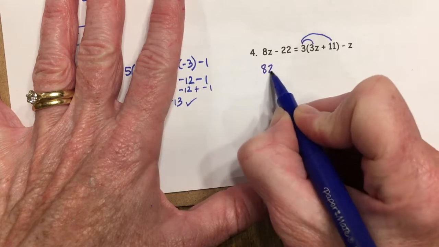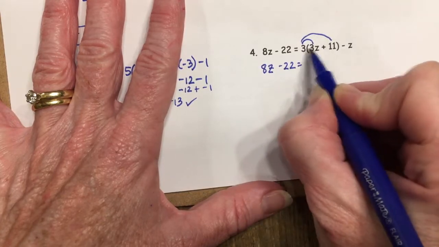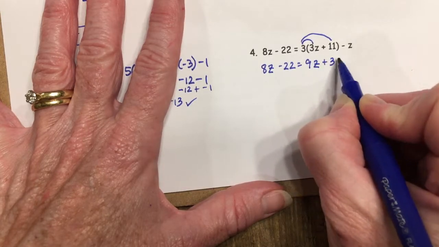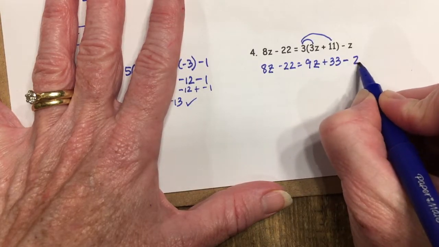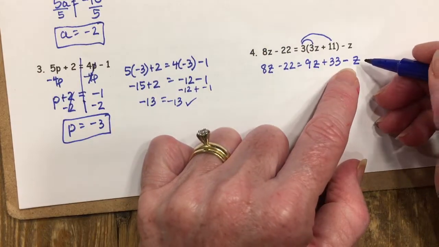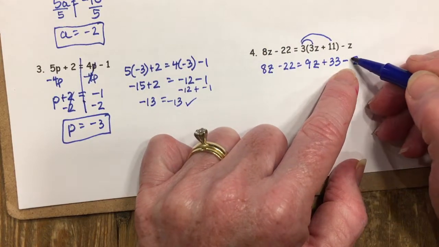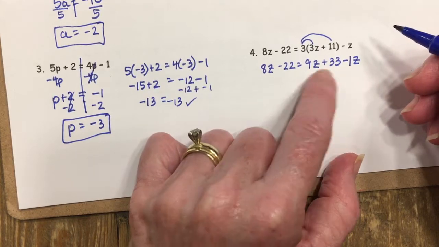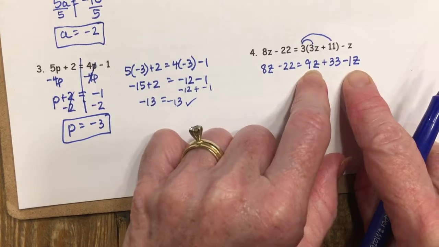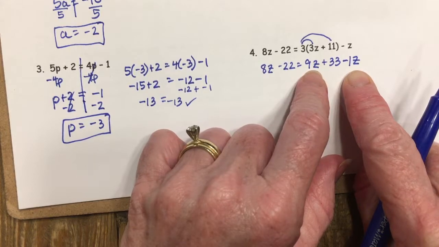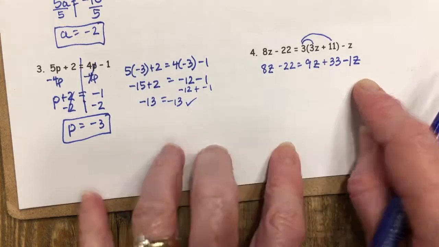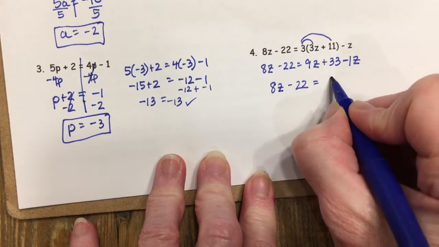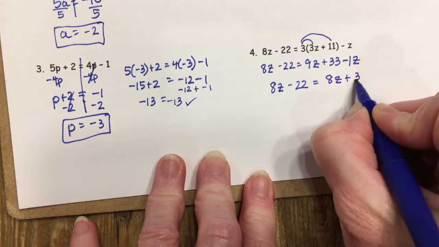So this side is still 8z minus 22. 3 times 3 is 9z. 3 times 11 is 33. Then minus z. And when a variable does not have a number, you can think of it as just a 1z. So again, I can simplify this side over here. Since these both have a z, and these are considered like terms, 9z minus 1z is 8z. So now I have 8z minus 22 equal to 8z plus 33.